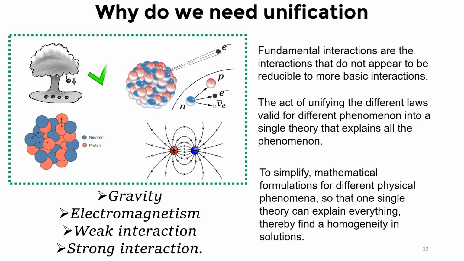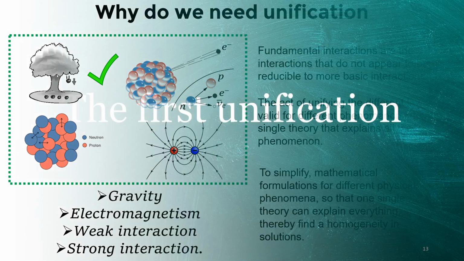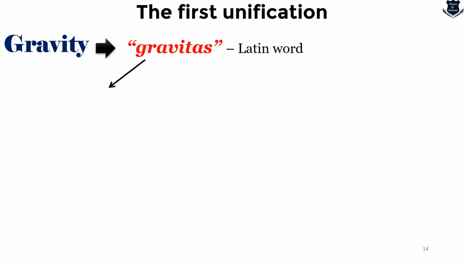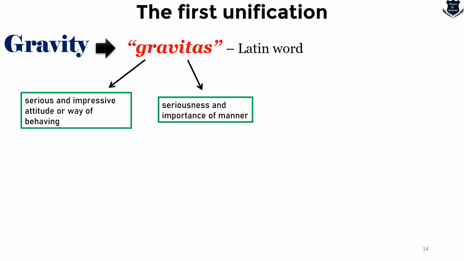Having said that, now it is time that we look into the first basic force which human beings were able to understand, and that was gravity. So let us see what that unification was which led to gravity, coming up in the next part of our video. So this is sometimes called the first unification. Now if I take gravity, this is derived from the Latin word gravitas, which actually means serious and impressive, and the seriousness and importance of matter.